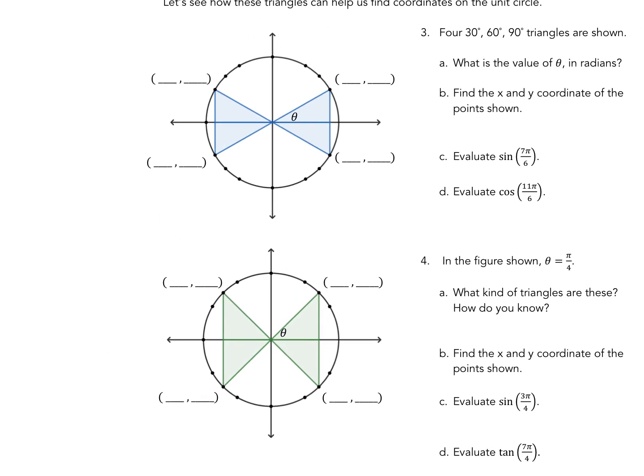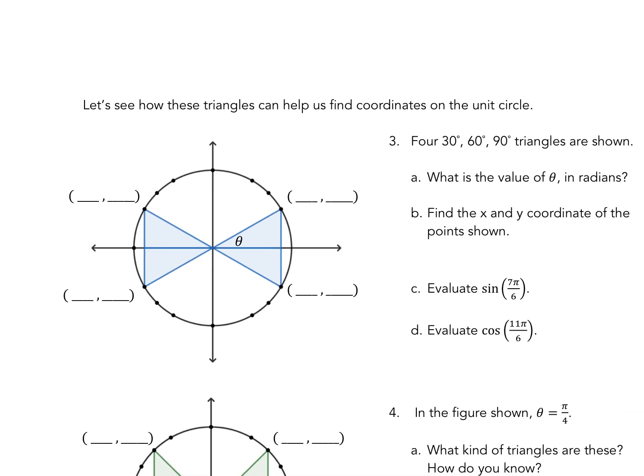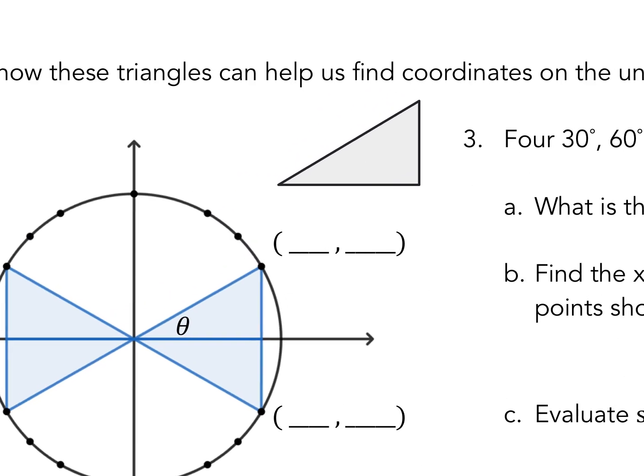So let's look at this first one here. We're going to use this idea of 30, 60, 90 triangles to help us figure out all of these coordinates around the unit circle. If we were given a 30, 60, 90 triangle, remember what that looks like. This was my 30 degrees, 60 degrees, 90 degrees. We called this x, we called this 2x, and we called this x times the square root of 3.